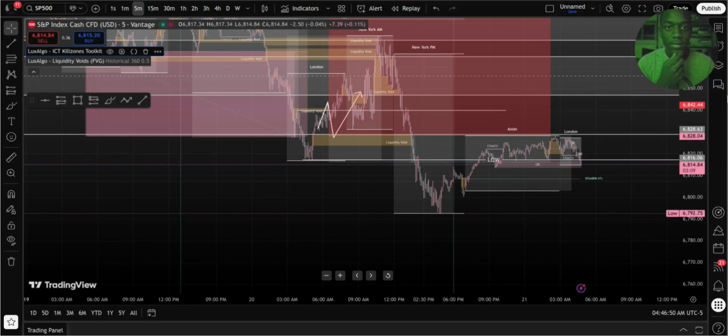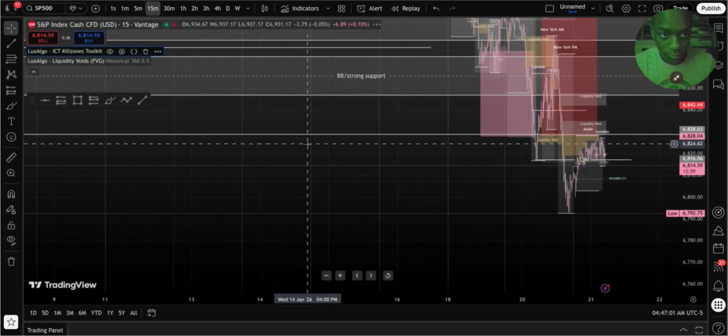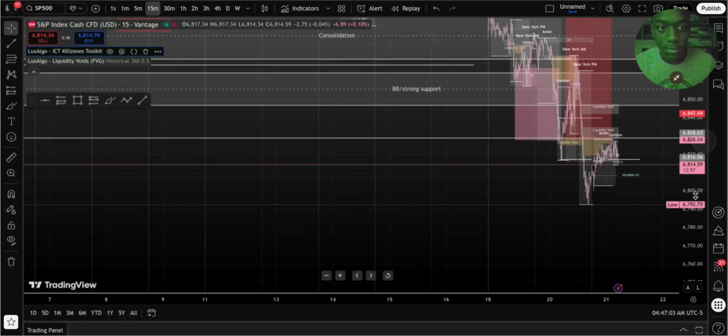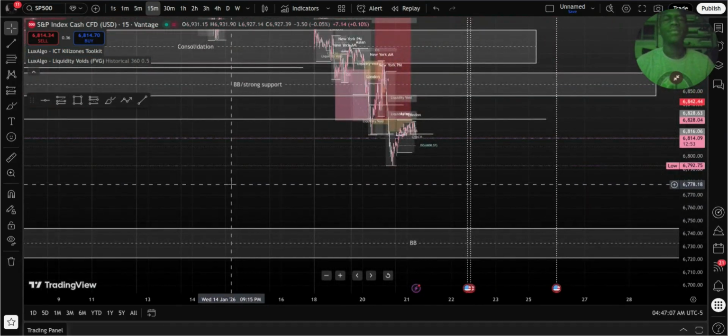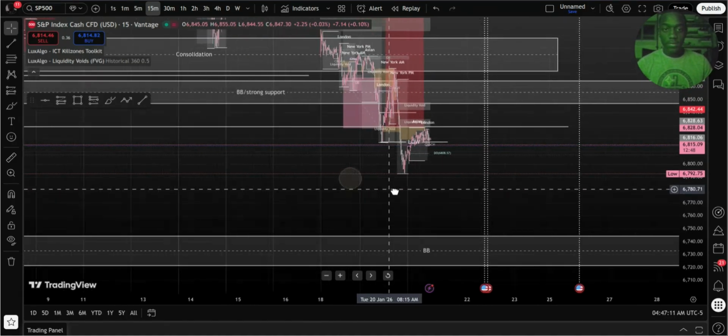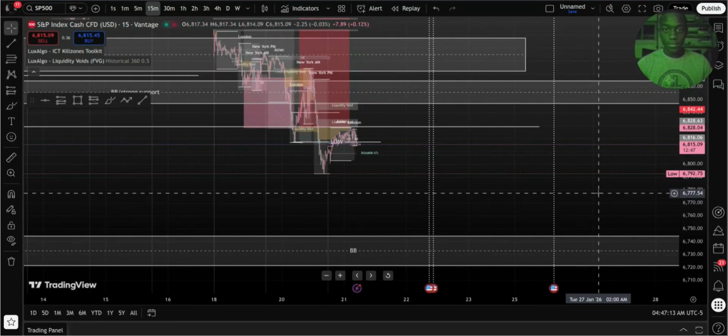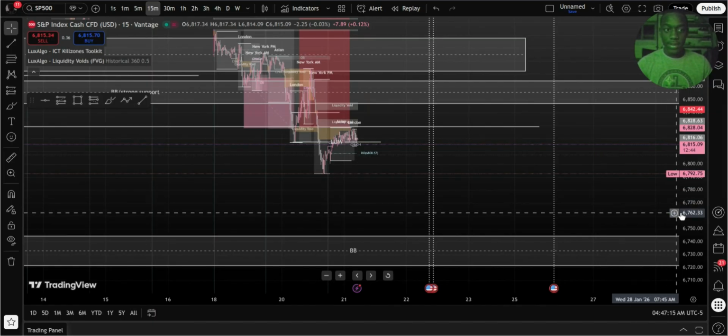Okay, so based off my readings here, this is basically the market structure right now, and what I'm pretty sure is going to happen. I was too busy reading this thing, I didn't even look. But here's the deal, chat.